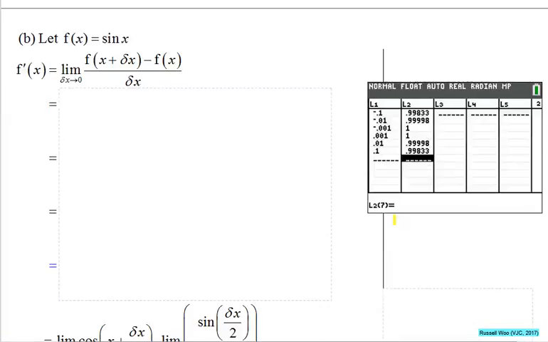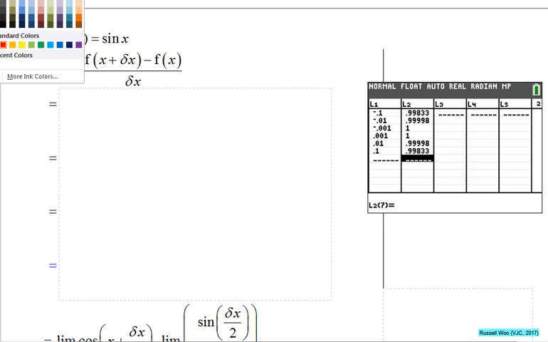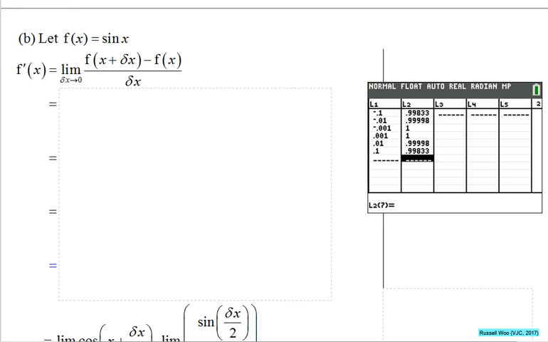Okay, let's do one more, sine. Then after that we do e to the x, then we have a short break. Okay? A bit of copying here. If f(x) is sine x, f(x plus delta x) minus f(x) is sine(x plus delta x) minus sine x.